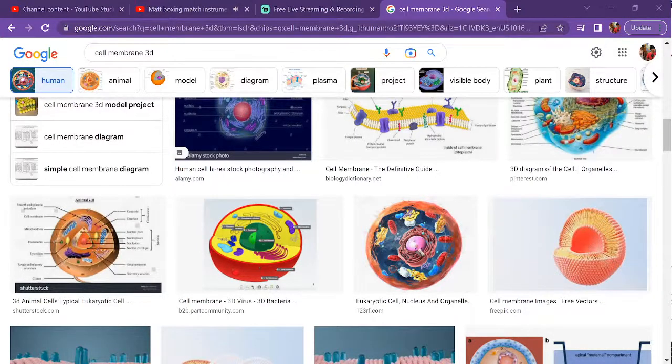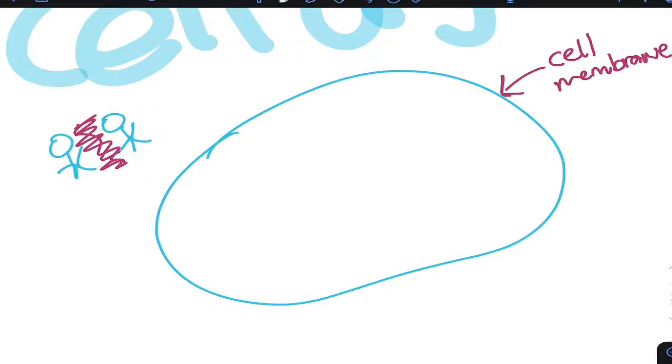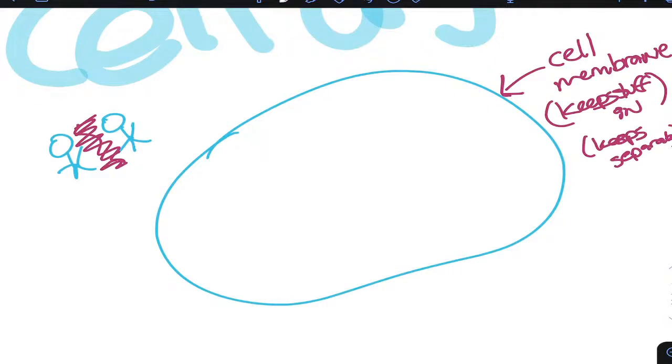Now, let's go back to our drawing. Okay? So fine, cell membrane. It keeps all the stuff in, and keeps it separate from other stuff. So fine, we have our cell membrane to keep stuff in.